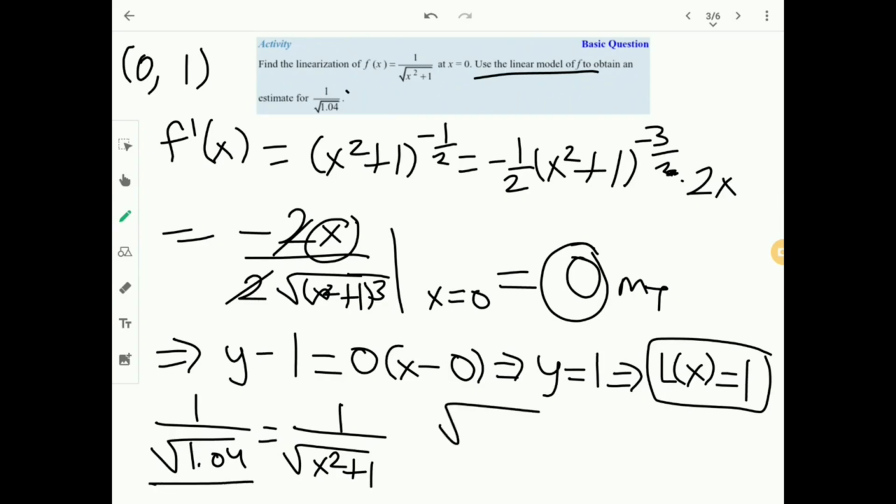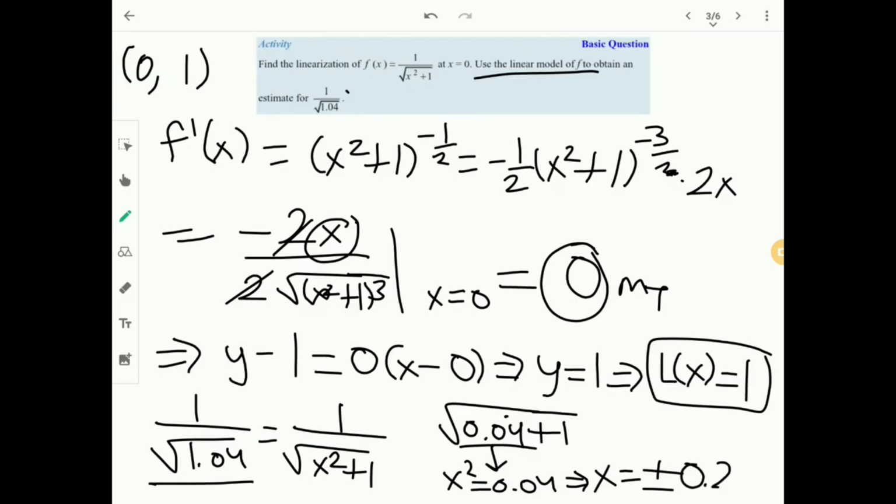Can't we write this as 0.04? Oh wait, yeah, 0.04 plus 1. If we're just splitting it, we can write that, right? Now what squared? X squared equals 0.04. Then what does x equal? X is equal to plus or minus 0.2.